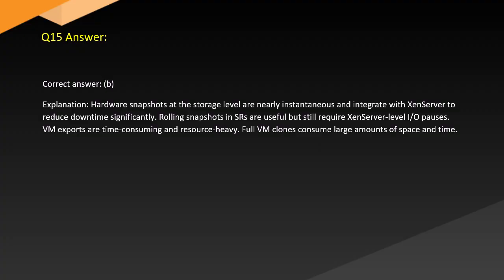Answer. Correct answer, B. Explanation. Hardware snapshots at the storage level are nearly instantaneous and integrate with XenServer to reduce downtime significantly. Rolling snapshots in SRs are useful but still require XenServer-level I/O pauses. VM exports are time-consuming and resource-heavy. Full VM clones consume large amounts of space and time.